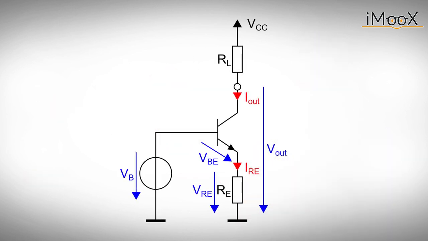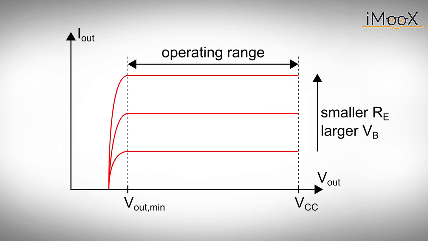But the circuit has its limits. The voltage at the output Vout must not drop below a certain minimum voltage. Otherwise, the bipolar transistor no longer operates in the active regime but in saturation. And the output characteristic of our current source might look like this. In saturation, the bipolar transistor shows strong variations of collector current with respect to its collector-emitter voltage.